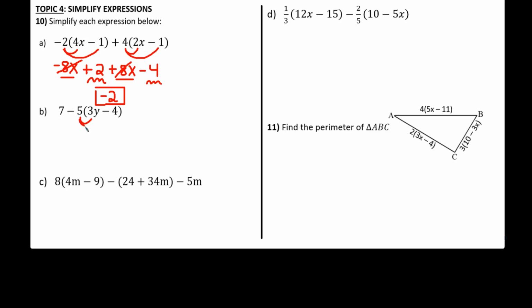Next one, we're going to multiply. So this would be 7. So bring down the 7. -5 times 3 is -15y. -5 times -4 is +20.